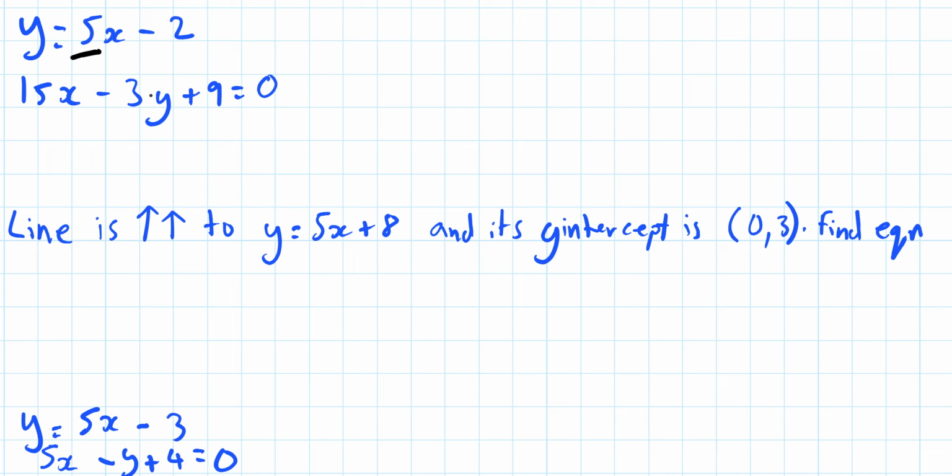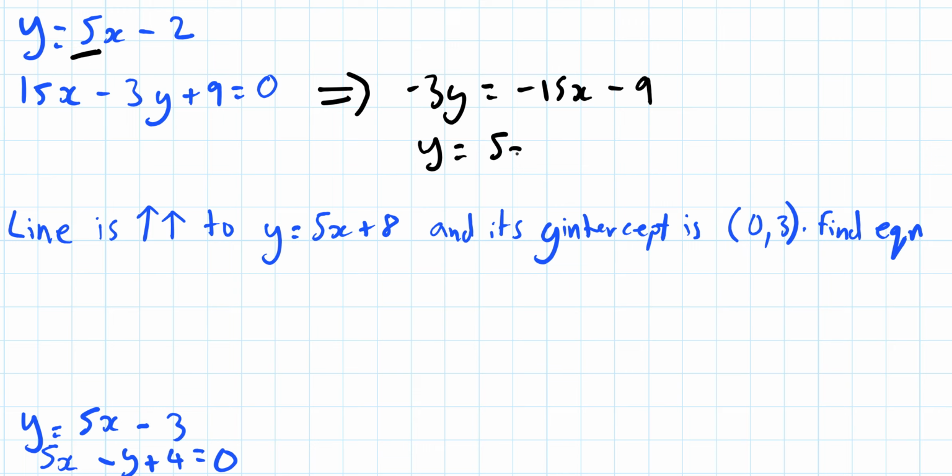So all I do, I'm going to rearrange my second equation in the form of y equals mx plus c. So this will go to minus 3y equals minus 15x minus 9. Then take the minus 3 over, so y is equal to minus 15 divided by minus 3 is 5x, and minus 9 divided by minus 3 is plus 3. Because the m is the same, therefore the two lines are parallel.